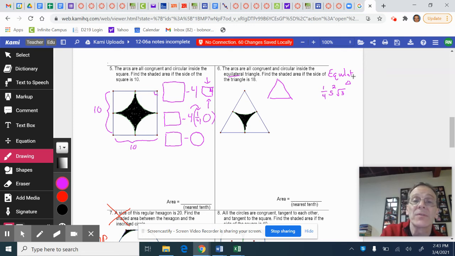You are told the length of the side. It's 18. So that's going to make calculating the big triangle area easy. And then turn it into a decimal. But what are we going to have to subtract from that triangle? Well, again, these are sectors going all around, right? And there are 3 of them. They're all congruent. So we're going to subtract 3 sectors. And you've got a formula for a sector.